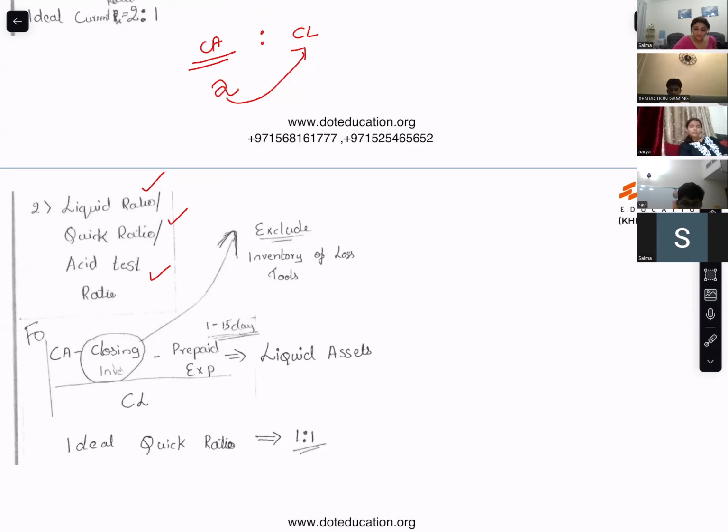What is the formula for quick ratio, liquid ratio? Liquid assets upon current liabilities. It will be quick assets over current liabilities. When I say quick assets, how do I get the quick assets? How do I get quick assets?